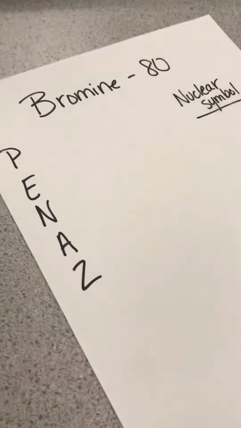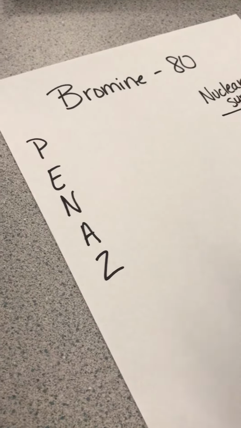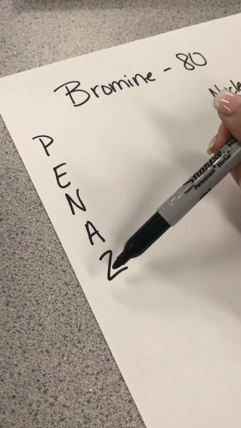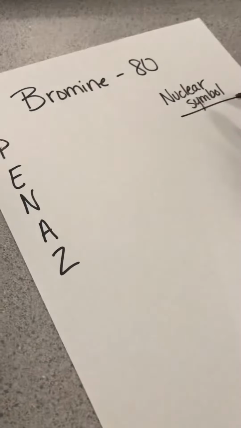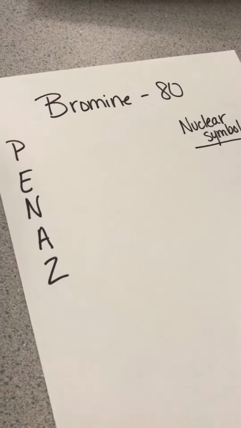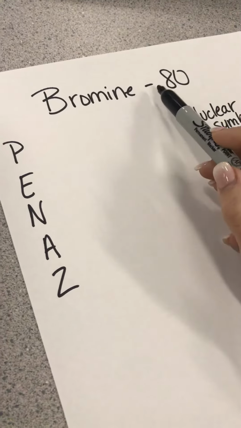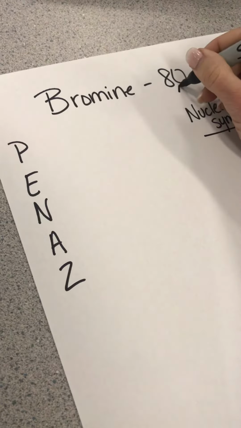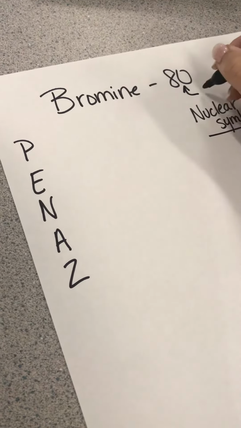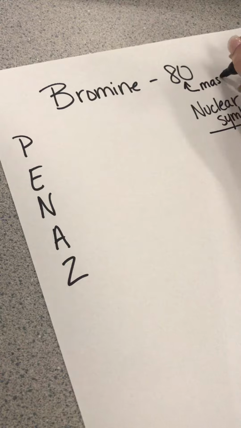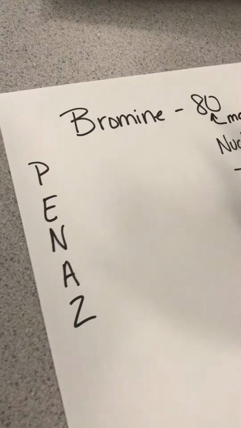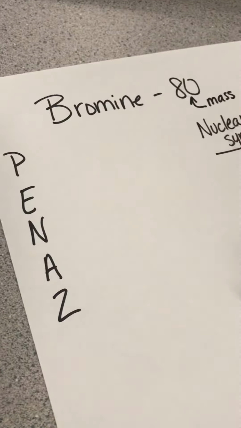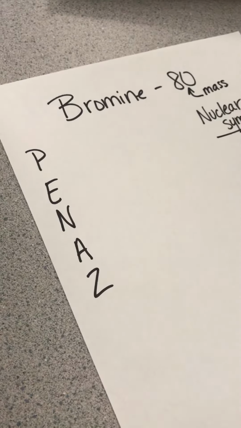All right, so let's review how to do PENAZ: protons, electrons, neutrons, atomic mass, and atomic number, and the nuclear symbol when we are given an element dash a number. So remember, and on your notes you should have that in an element dash a number, the number stands for the mass. So we know the element, we know the mass, we need to get everything else for this atom.